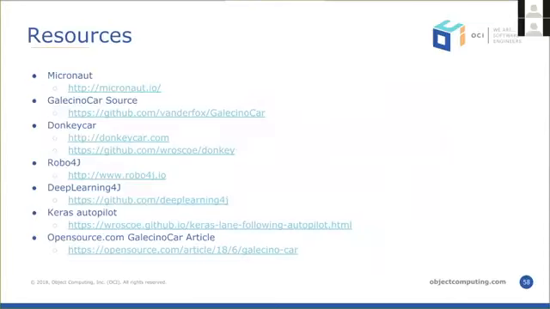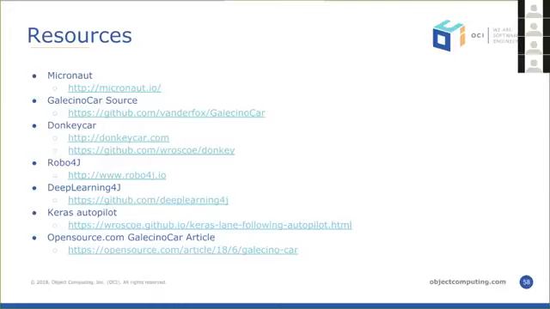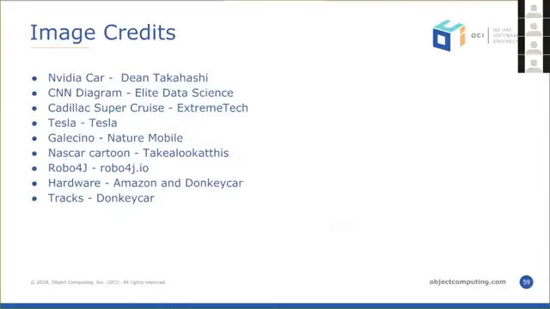Here's some resources that I've got. So this is everything we used. Here's the source code for the car, this Micronaut website, the DonkeyCar website, the Robo4j, Deep Learning4j, where all this autopilot stuff came from, and explain how that works. Here's an article someone did on opensource.com on the car. Maybe I did that. Yeah, I did that. And here's some proper image credits for some of the images that we used and who made them.